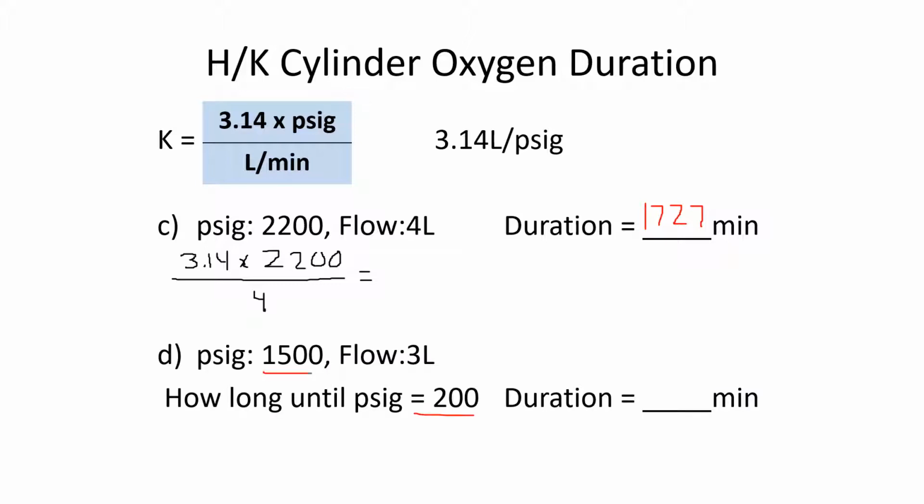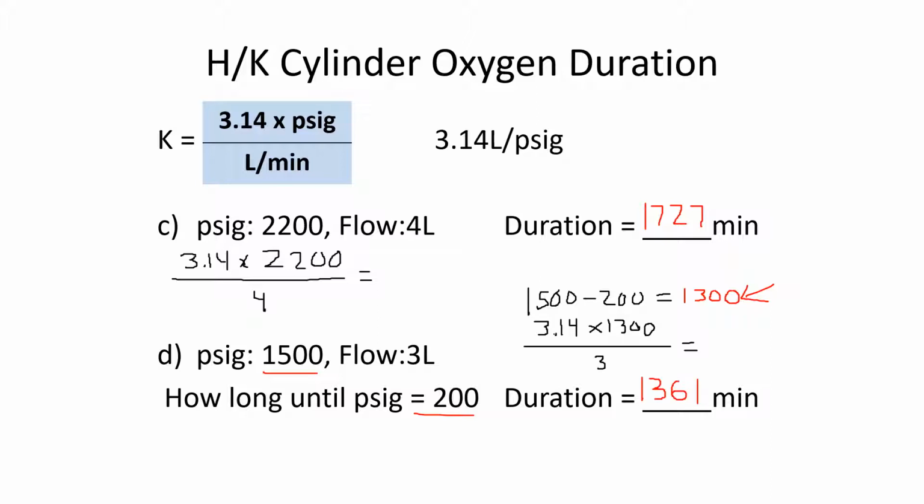So for D, we're not depleting the container. We're actually only going to use about 13 gauge pressure. So 1500 going to 200, so we're only using 13. So we'll use 13 to do our computation. To get to 200, it's going to take 1,361 minutes, so about 22, 23 hours.